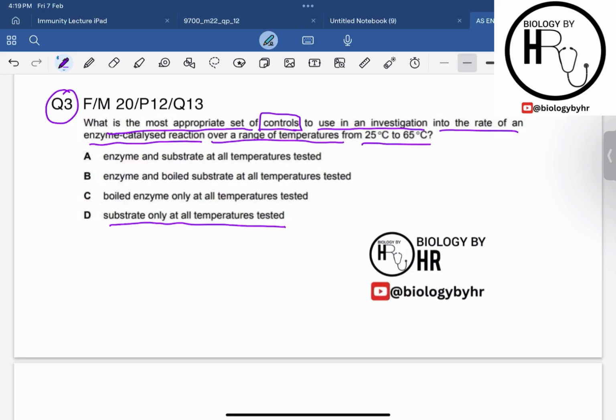If you are using the substrate without the enzymes at all the temperatures, it will ensure that any changes observed in the reaction rate are due to the enzymes activity and not due to the spontaneous substrate breakdown, right? And yes, if the substrate itself breaks down at the higher temperature without the enzymes, it would give a false positive reaction rate in the experiment. So by testing the substrate alone at different temperatures, you can ensure that any product formation in the actual experiment is genuinely due to the enzyme action and not due to the breakdown of the substrate at high temperature, right? So hence the correct answer for this MCQ is option D over here.